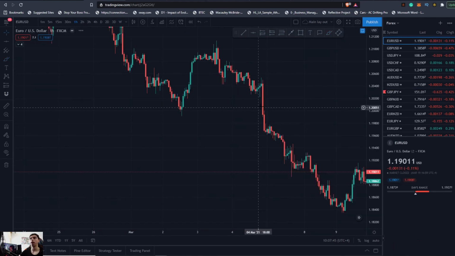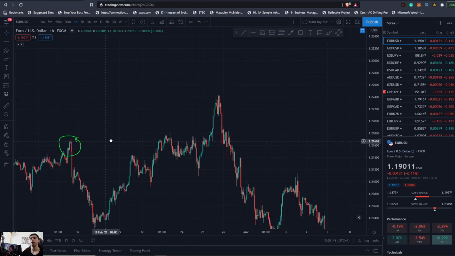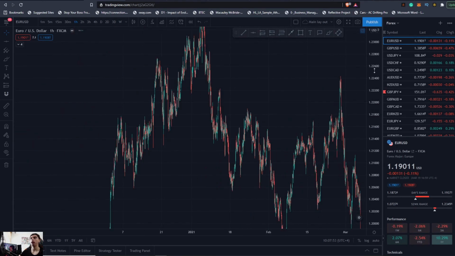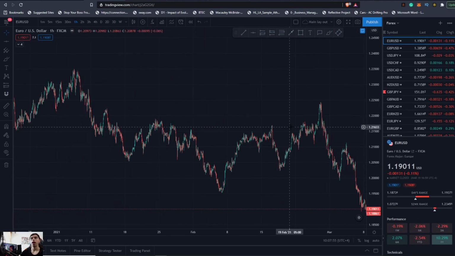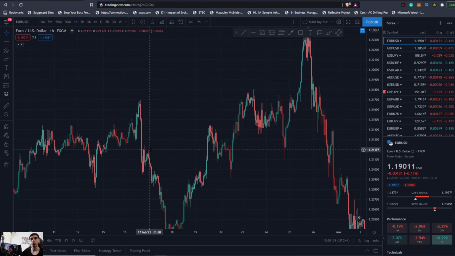Even with something like Euro Dollar, right? Euro Dollar, you can see it created an order block here, right? And we were in a downtrend, to say, right? And when we came and we created this order block, we created one huge clean candle here.